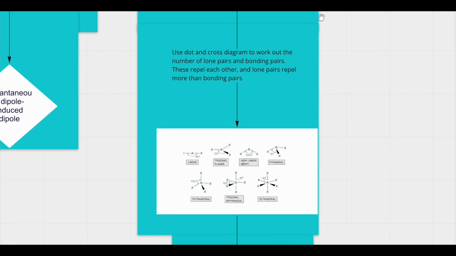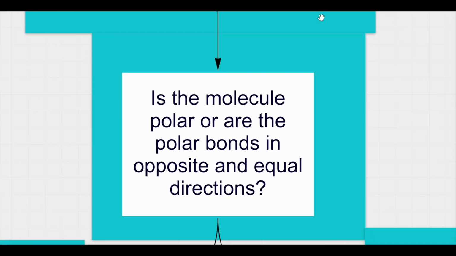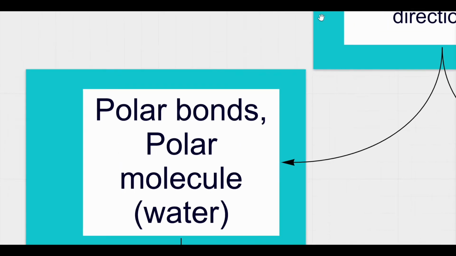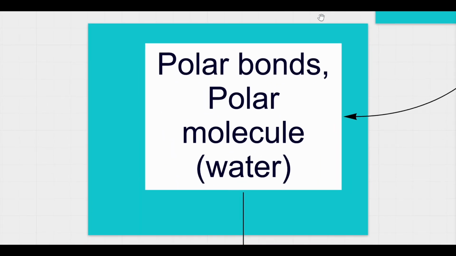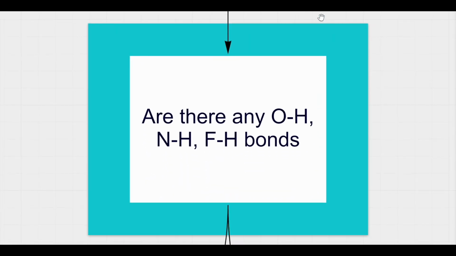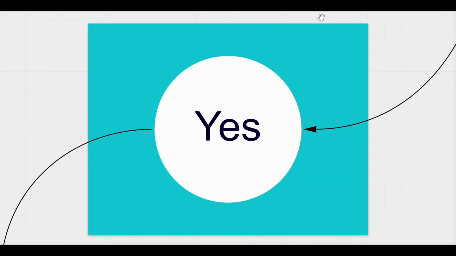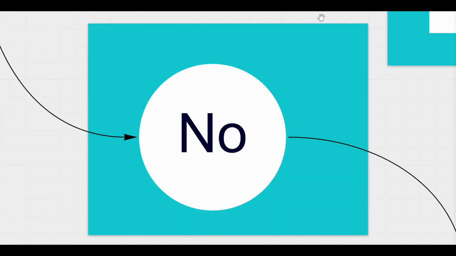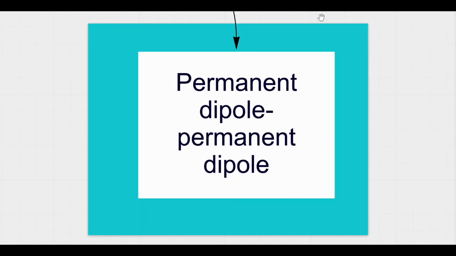Now, if there are, we need to use dot and cross diagrams to work out the number of lone pairs and bonding pairs, and therefore we can work out the shape of the molecule. Why is the shape important? Well, we need to decide whether the molecule is polar, or are the polar bonds in opposite and equal directions. Now, if we have polar bonds and we have a polar molecule, for example water, we then consider, are there any OH, NH, or FH bonds? Yes, there are. So we've got hydrogen bonding involved as our intermolecular force. If there aren't any, then we're going to have permanent dipole forces of attraction between the molecules.